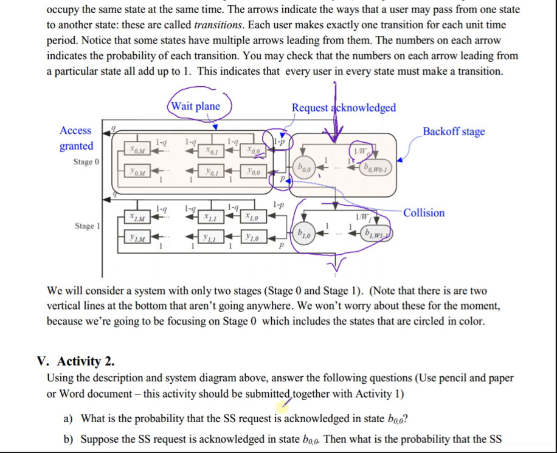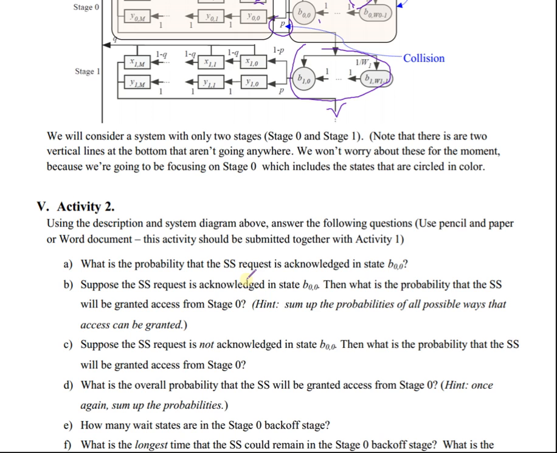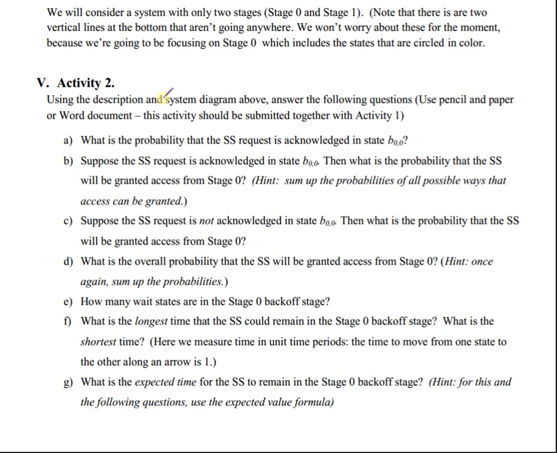All right, so here we do some questions about this system. Some of these are easy and some of them require computation. Some you can just get directly off of the diagram, and some you'll have to figure out using the information there. So what's the probability that the SS request is acknowledged in state B00?